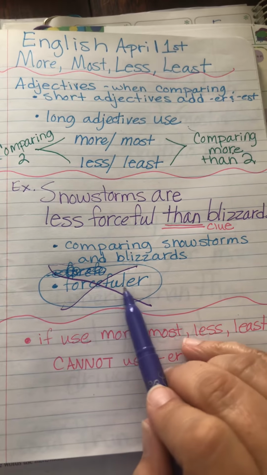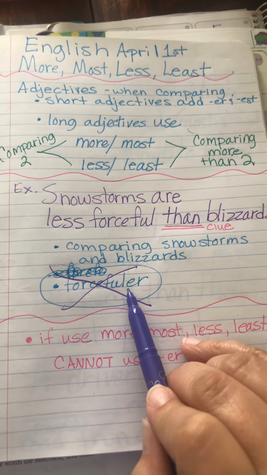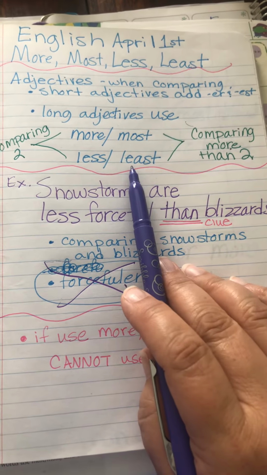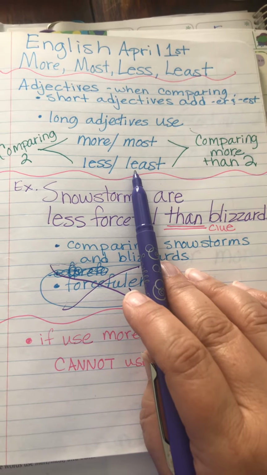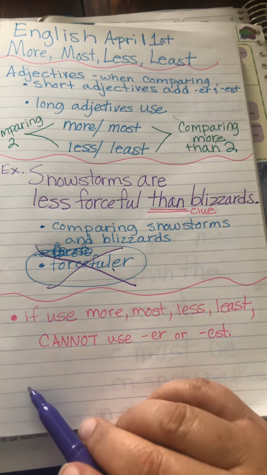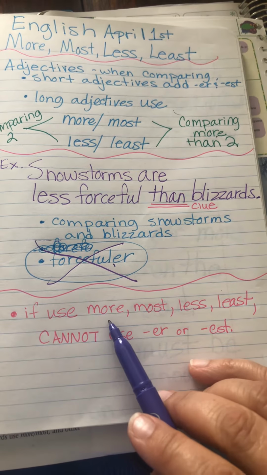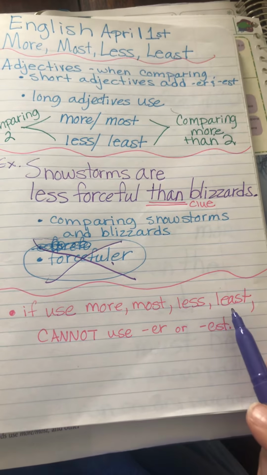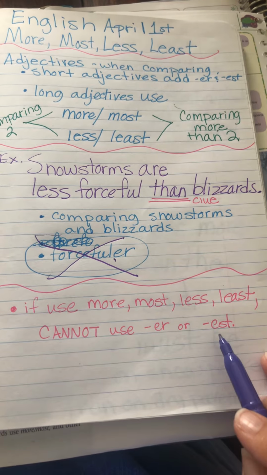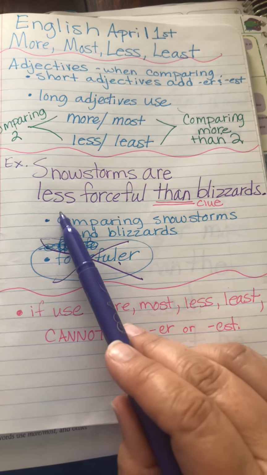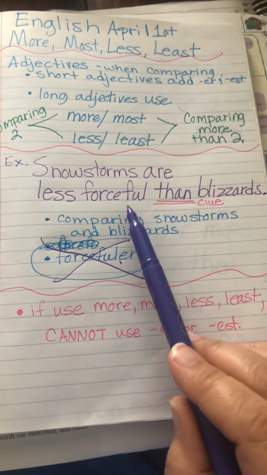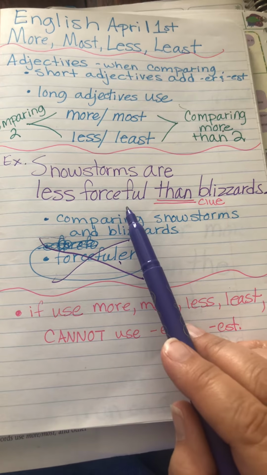It's when we have longer adjectives or adverbs that we have to add more, most, less, or least in front of the adjective or adverb to compare items. One important rule to remember: if you use more, most, less, or least, you cannot also use ER or EST. When we say less forceful, we couldn't have said less forcefuler. That doesn't sound right, it's hard to pronounce, and it's incorrect.